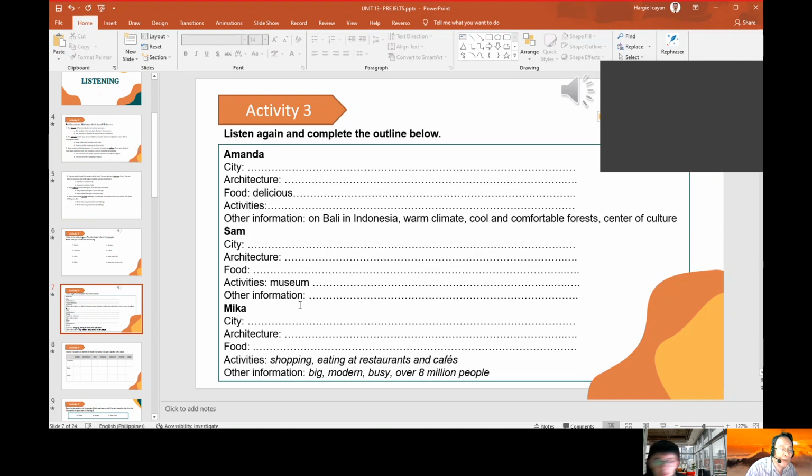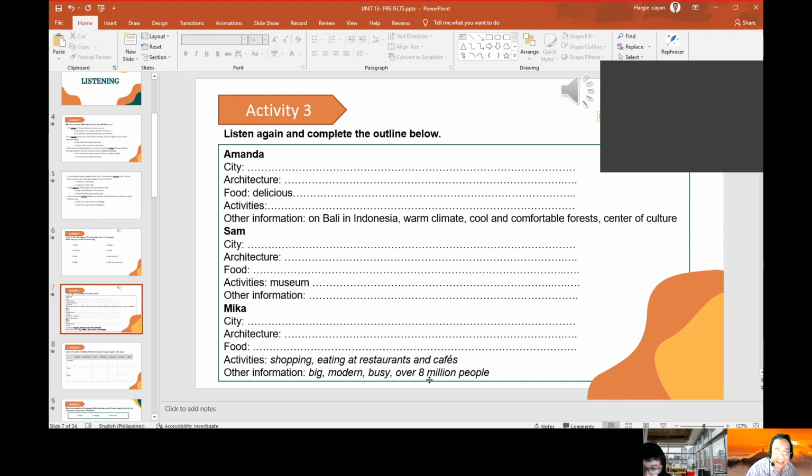Okay, lastly, we have Mika. So Mika went to New York City. Yeah, it's the NYC. Okay, if you happen to see the acronym NYC, that means it's New York City. Okay, what about the architecture? Modern buildings. Yeah, he saw a lot of modern buildings, a lot of big buildings in there. And the foods are delicious too. And he was able to taste Ethiopian food for the first time.